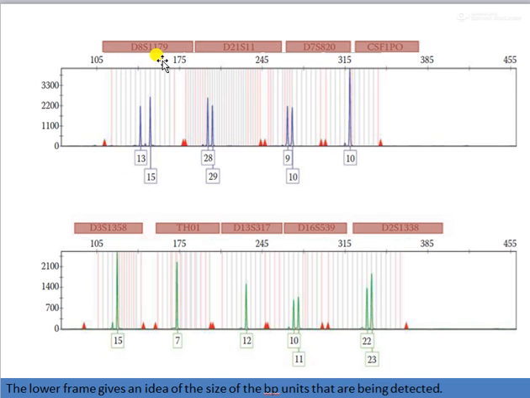Consider D8S1179. For that particular locus, there is an allele which has 13 repeats, and at the same time there is also one more allele which has a 15 repeat. So if I take a person's DNA and do a PCR amplification for a particular STR, he could be considered to have two alleles for a particular STR locus. If he has two alleles, he will have two different peaks. And the number of repeats is the one which has been shown over here.